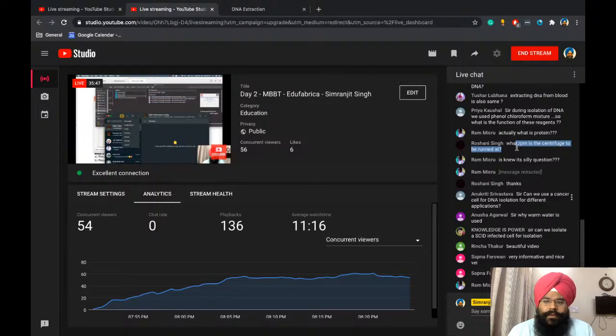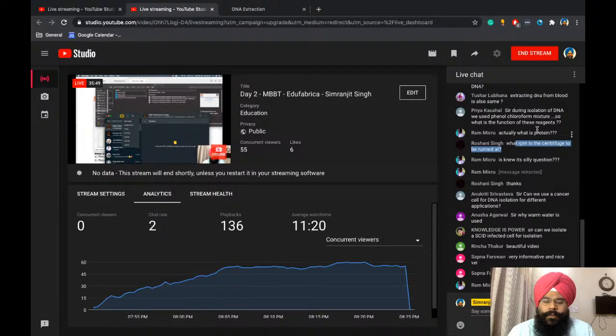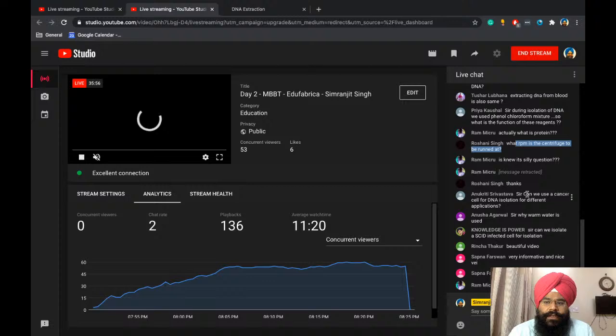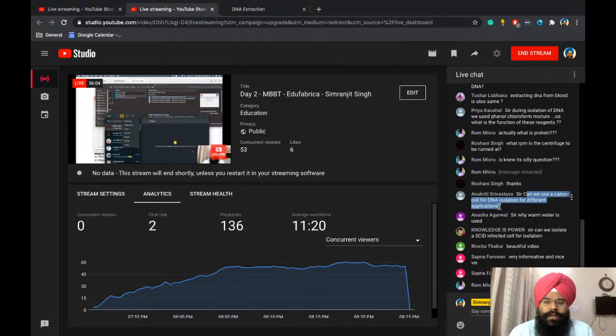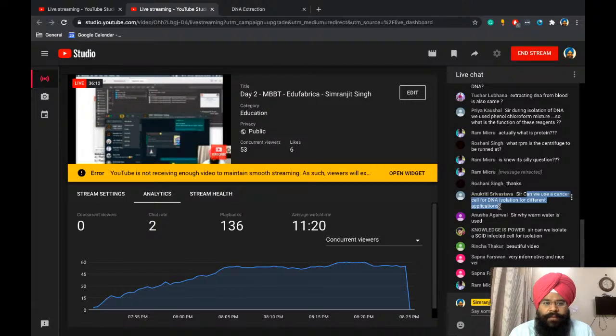So somebody was asking about protein. I hope that is clear. Yes, you can extract cancer cells and healthy cells, and you can compare between these two cells, running them on an agarose gel to check how the DNA is different between the cancerous cells and the healthy cells. You can check many things with the help of that.